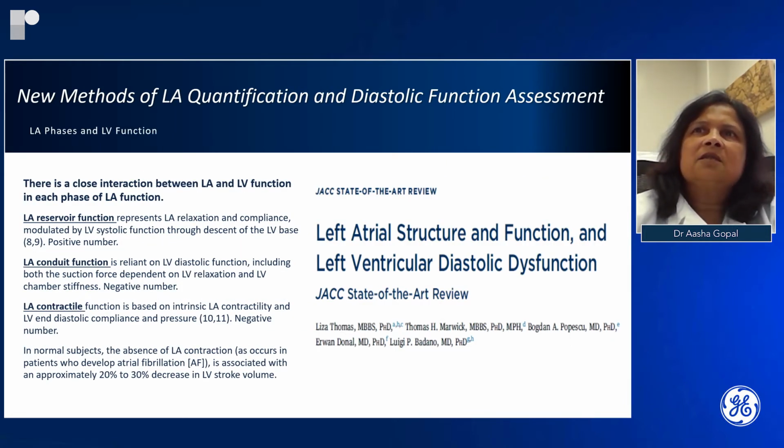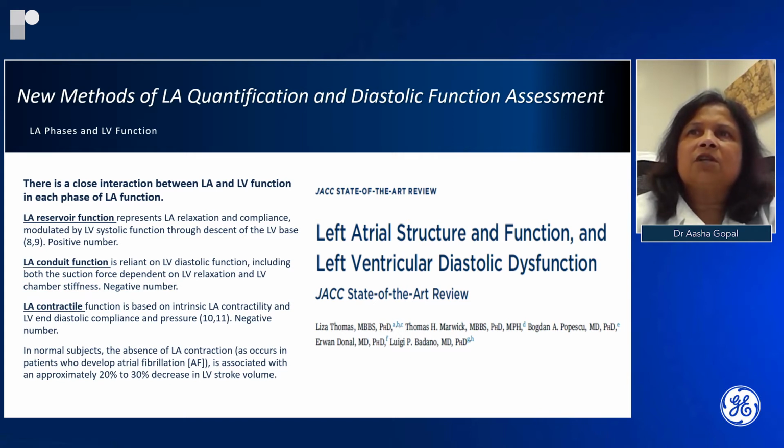At each phase, there is a close interaction between left atrium and left ventricular function. Since the left atrium expands with the reservoir function, it is influenced by left atrial relaxation and compliance, and it's modulated by left ventricular systolic function through the descent of the left ventricular base. Now, during this phase, the fibers are being stretched, and so the final length is greater than the initial length and is therefore expressed as a positive number.